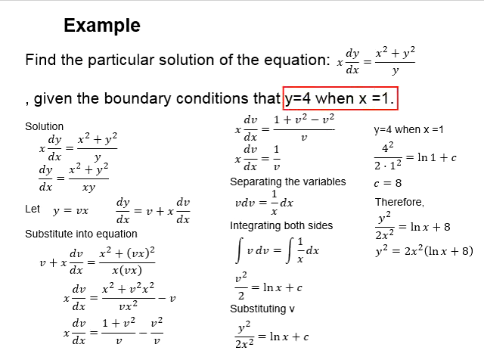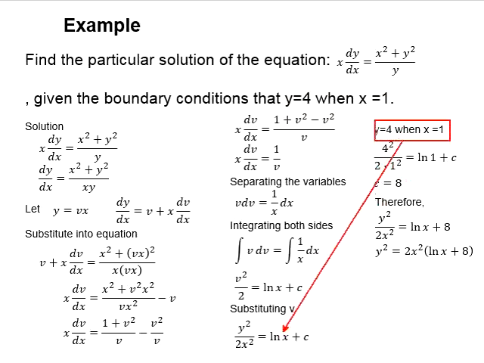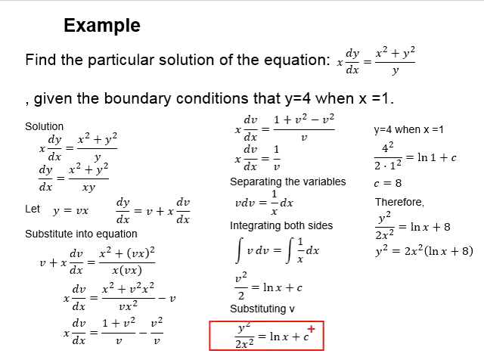The boundary conditions give you that y equals 4 when x equals 1. Substitute the values into the function here in order for you to find the constant c. This step shows the substitution of y and x in the functions, and c is obtained as 8. Refer to the function here, substitute c into the functions, you will get this. Rearrange the functions, you get this. This will be your final solution for this example.